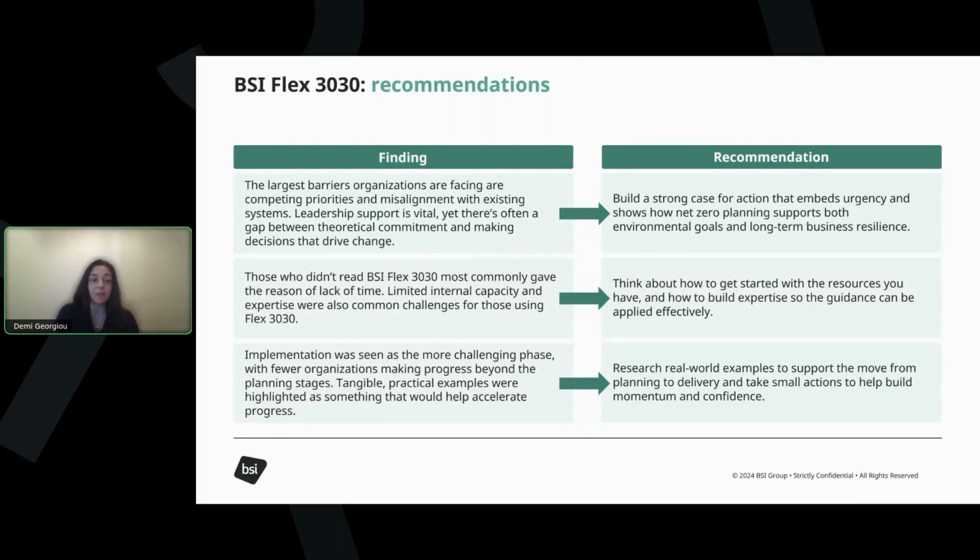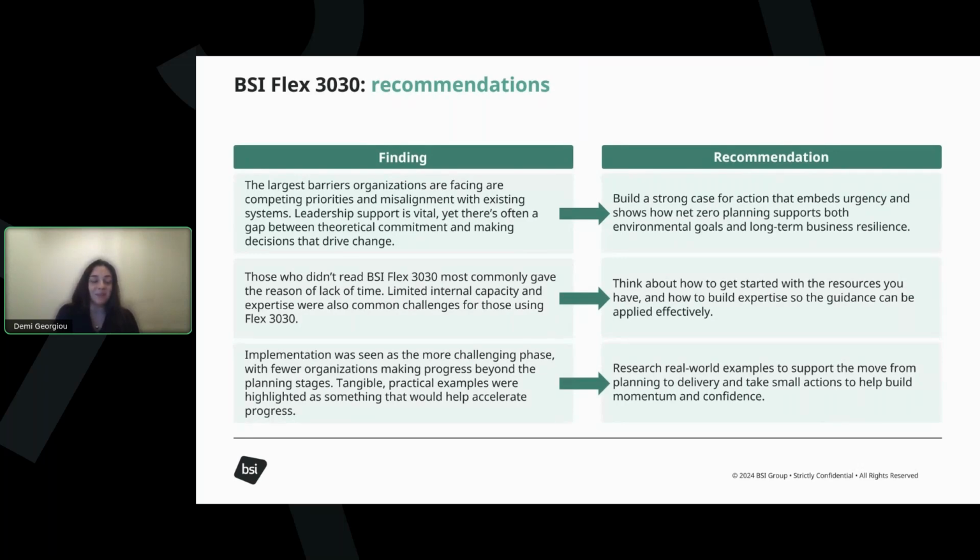And finally, implementation was seen as the more challenging phase. And as mentioned, fewer organisations have made progress so far beyond those planning stages. When we spoke to our respondents and our interviewees, they were highlighting that tangible, practical examples could be something that helps them move forward with that journey and accelerates their progress. So the recommendation from the research here is about looking into real-world examples to support that move from planning to delivery, and also to take some small actions to help build momentum, but also to build confidence.